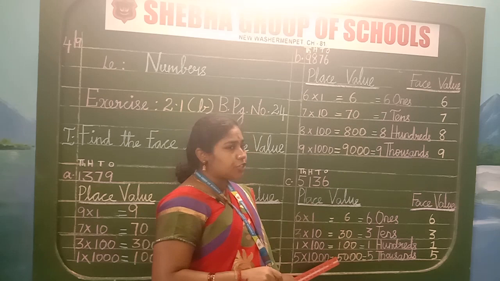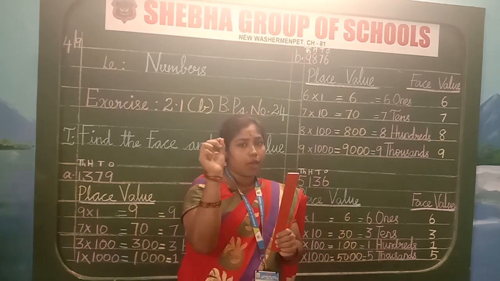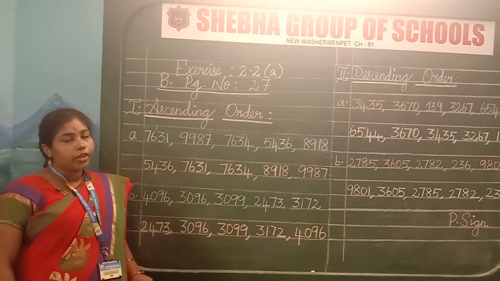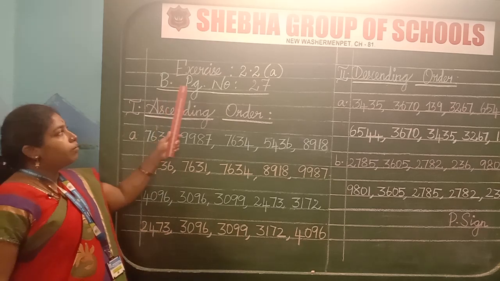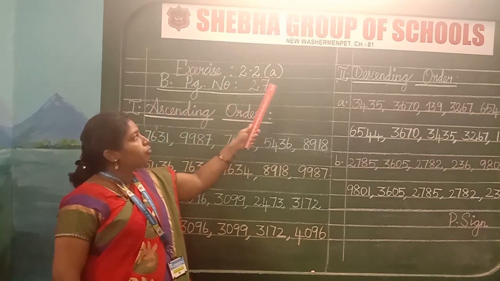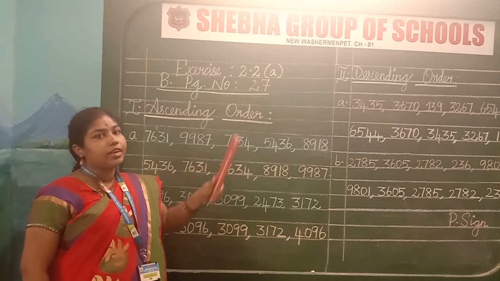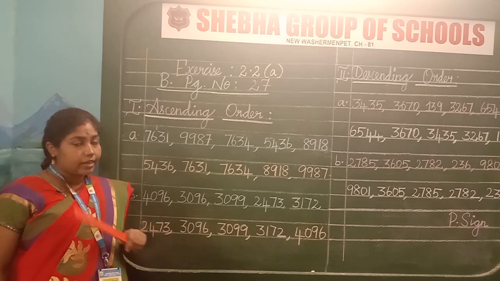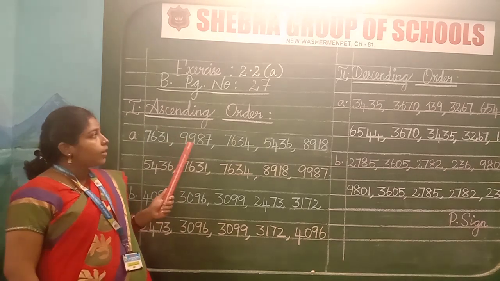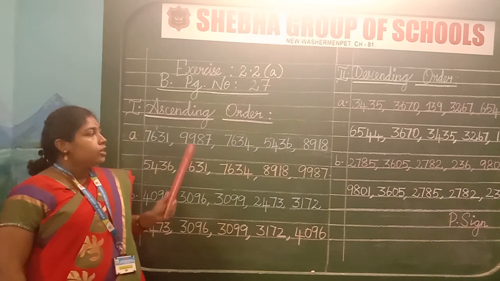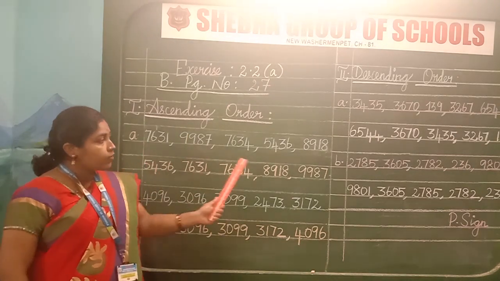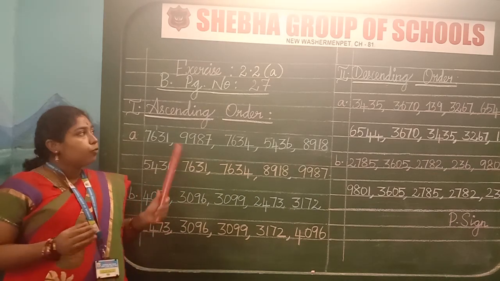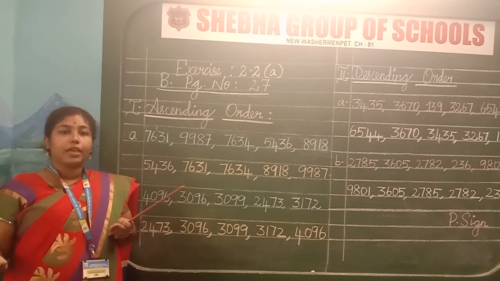Now after finishing this, take your ruler, sharpen your pencil and draw a line. Children, now we are going to write the next exercise. Number is 2.2 of A, book page number 27 in the lesson Numbers. In our early class, I taught you how to write the ascending order and descending order. So, ascending order is a sequence of numbers which are arranged from smaller to bigger. In ascending order, we arrange smaller number to bigger number.